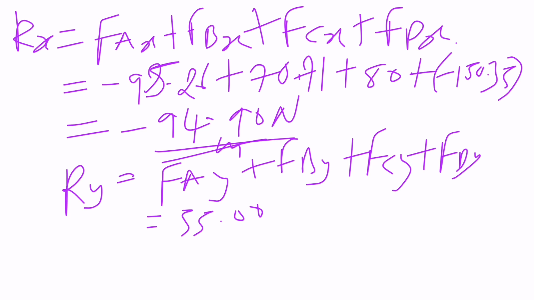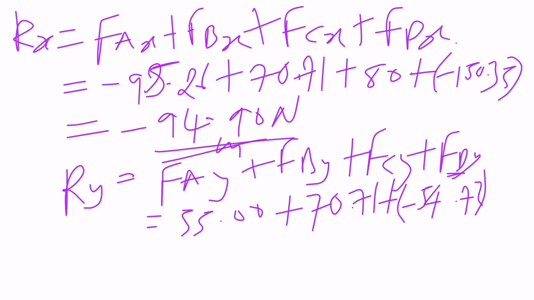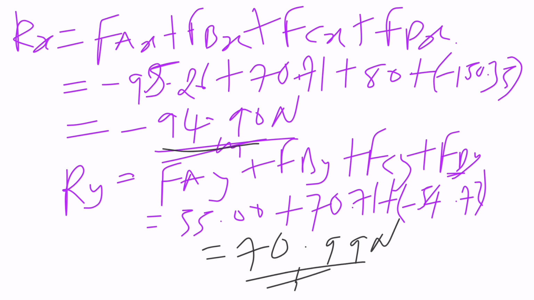55.00 plus 70.71 plus FCY was 0, it gave us 0. So then we just have FDY, which gave us negative 54.72. So what is the answer? The answer will give you 70.99 Newton. Now the question is, how can you calculate the resultant for all those?